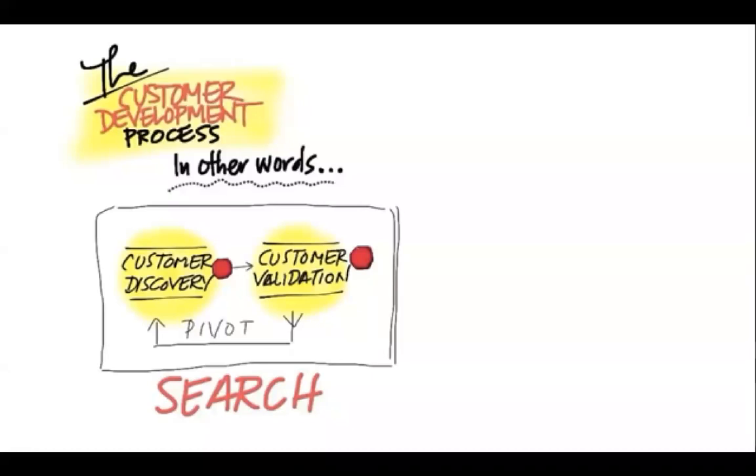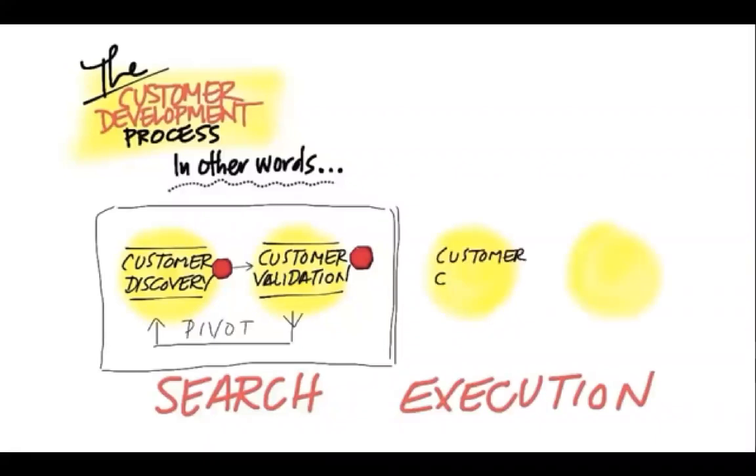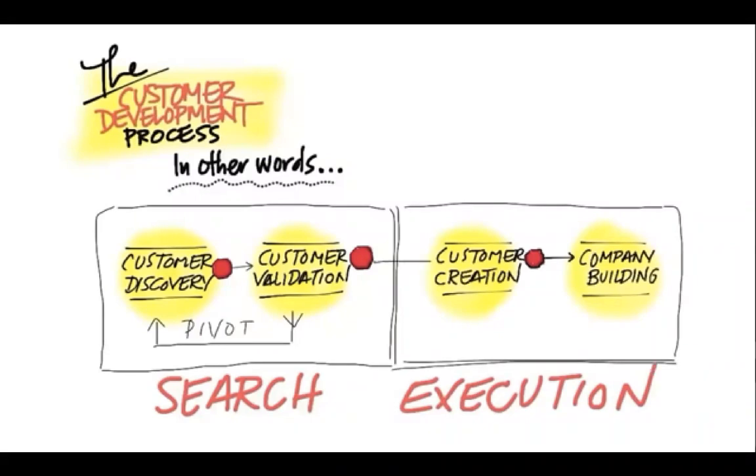Once you find this repeatable and scalable business model, then you go into the execution phase of customer development. And that's about creating end user demand and scale, called customer creation, and then building the organizations to build your company for scale by transitioning from customer development into a functional organization that's oriented for constant and rapid execution.